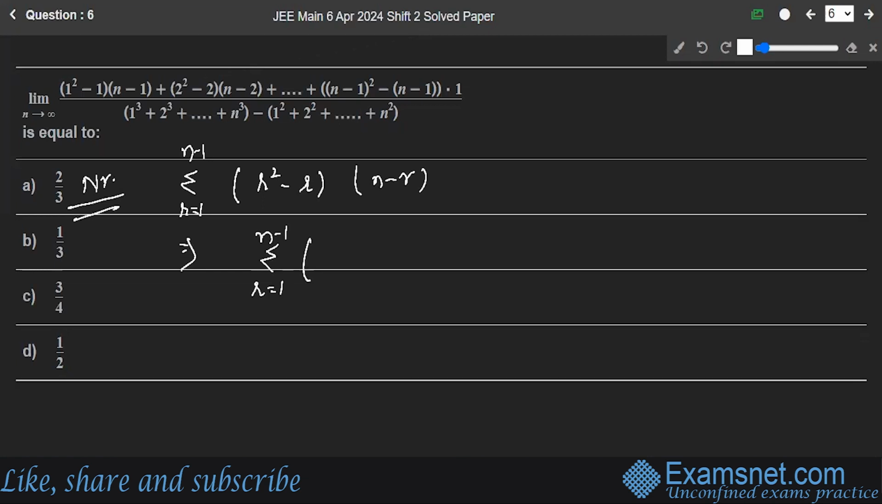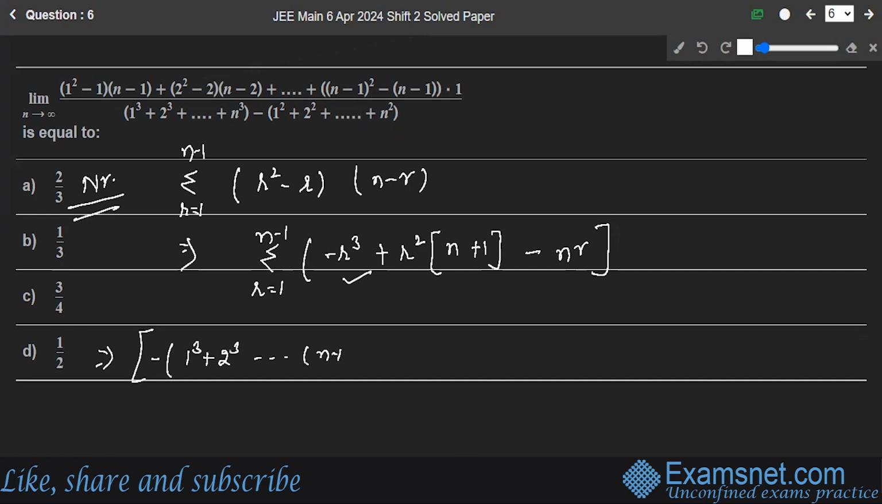Let's open this up. You will have minus r cube, plus r square into n plus 1, and then minus n into r. So I'm writing this as minus, 1 cube plus 2 cube till n minus 1 cube, plus n plus 1 into 1 square, 2 square till n minus 1 square, minus n into 1 plus 2 till n minus 1.